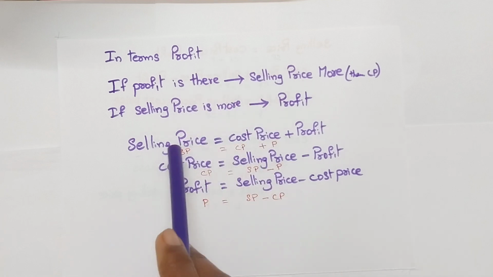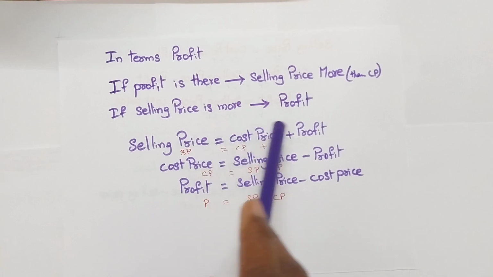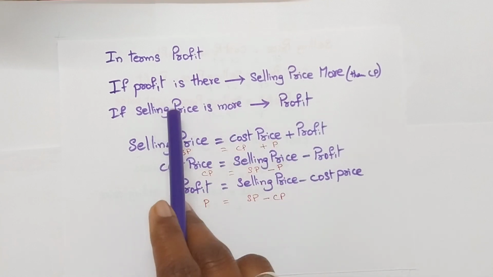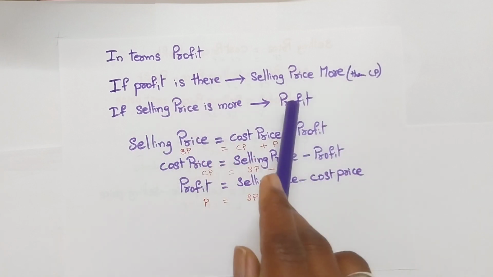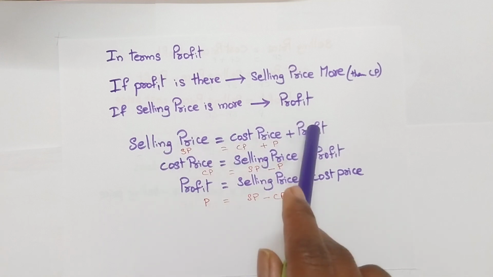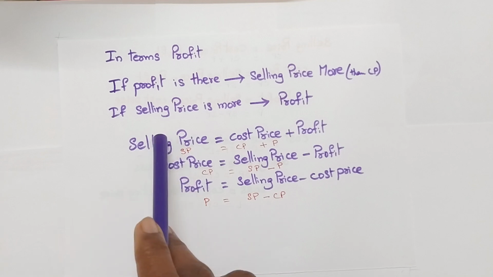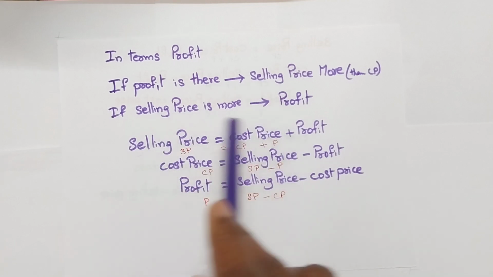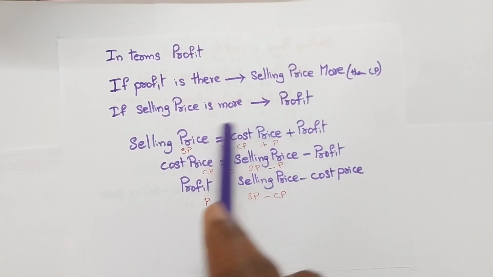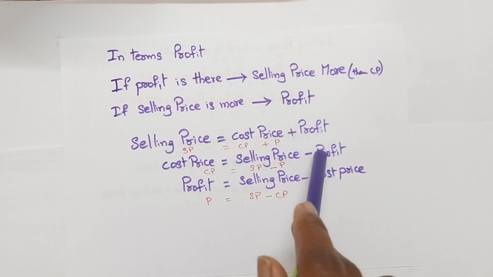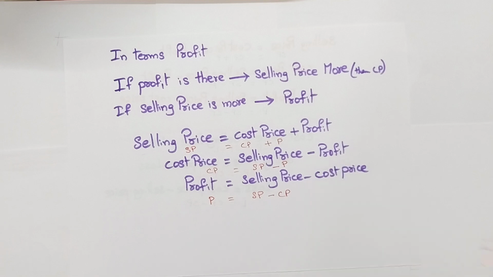So from this we get the formula. Selling price equals cost price plus profit. The greatest value here, selling price, is the sum of the remaining two, cost price plus profit. From these we get cost price equals selling price minus profit, where selling price is the highest value among these three minus the remaining one. Profit equals selling price minus cost price.